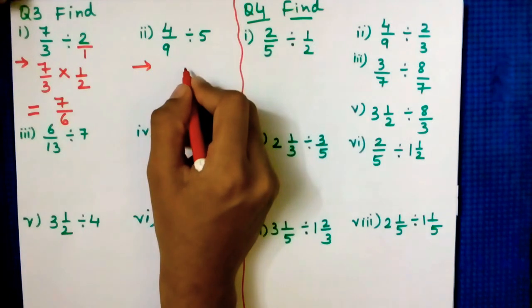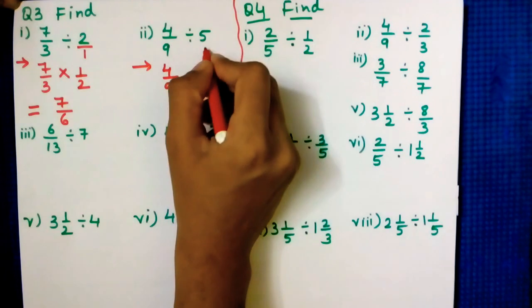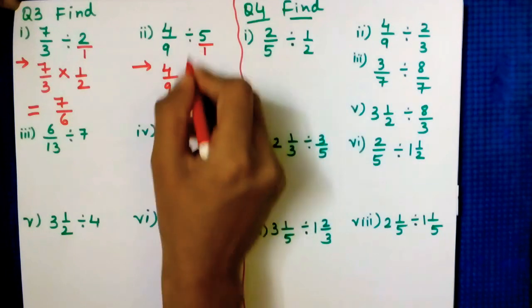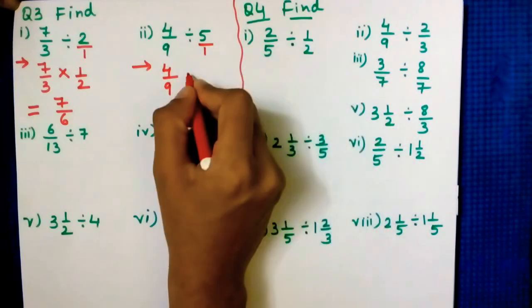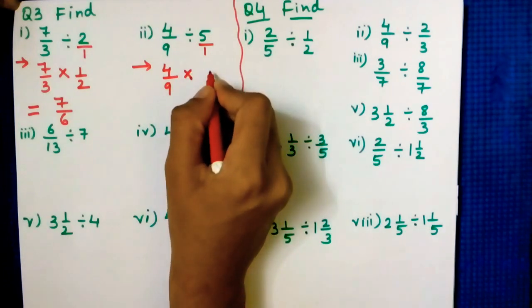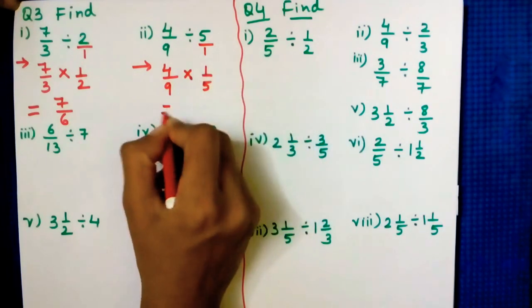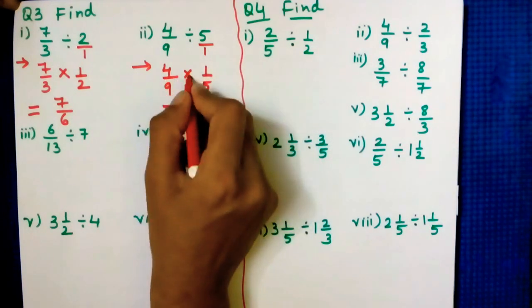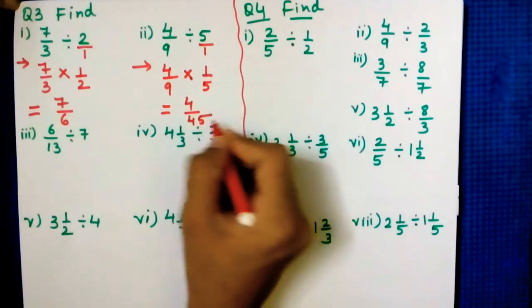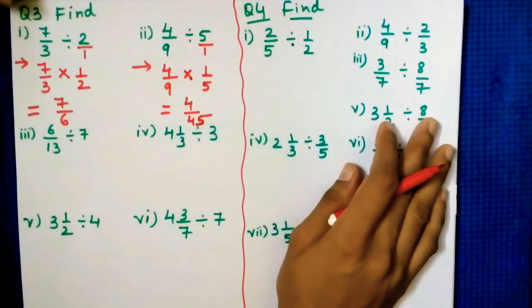Moving ahead with the second sum. Again the first part we keep the same. We don't have to change the first part. Here again a whole number, 5, is given. So now you know what to do. We write it over 1. The division sign will change and we write a multiplication sign, and at the same time we take the reciprocal. The reciprocal of 5/1 will be 1/5. Again cancellation is not possible, so we multiply. 4 ones are 4 and 9 fives are 45. So 4/45 is your answer.